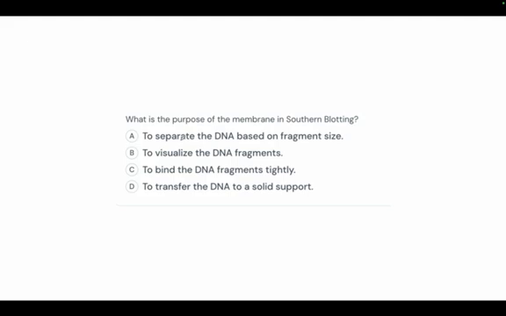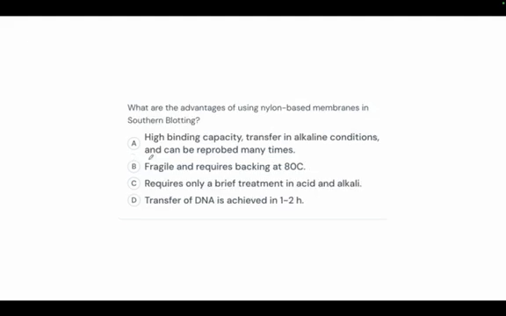What is the purpose of the membrane in southern blotting? The purpose of the membrane is to bind the DNA fragments tightly so that we can visualize them properly. What are the advantages of using nylon-based membranes? It will be option A. They have high binding capacity, transfer in alkaline conditions, and can be reprobed multiple times.